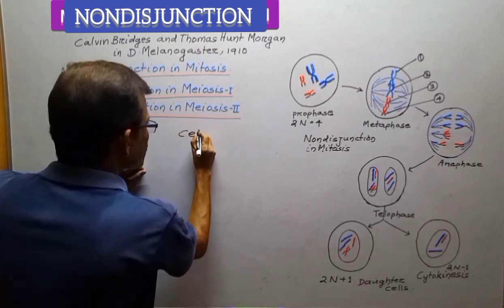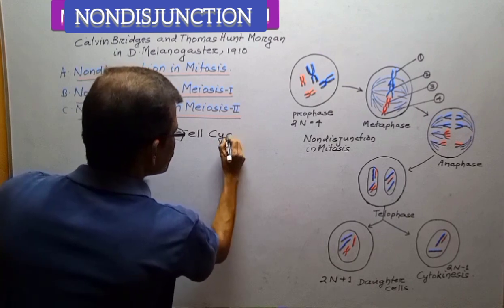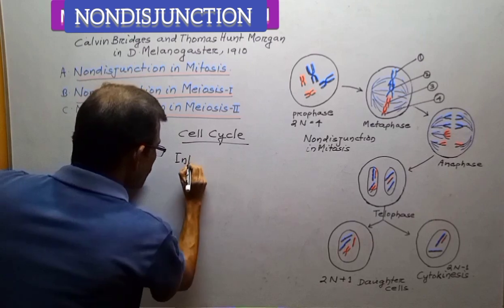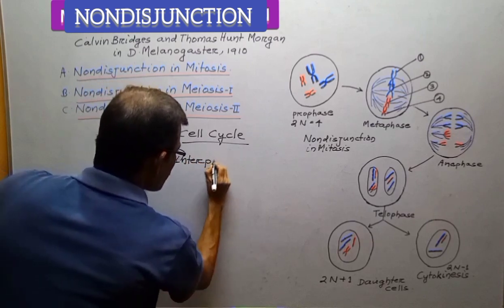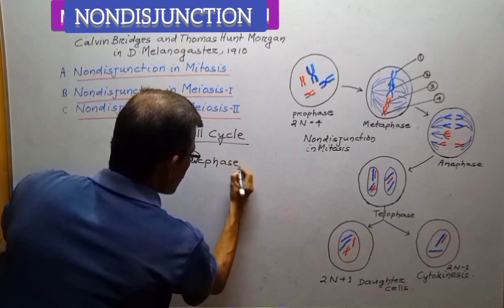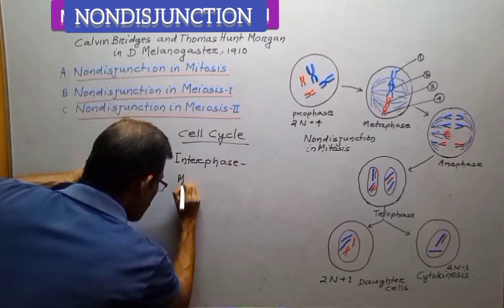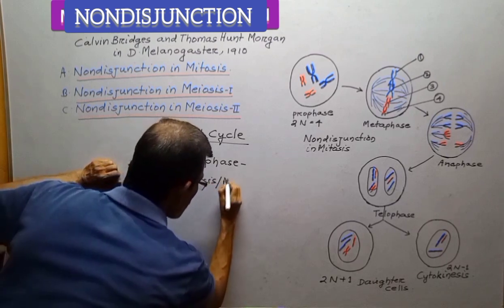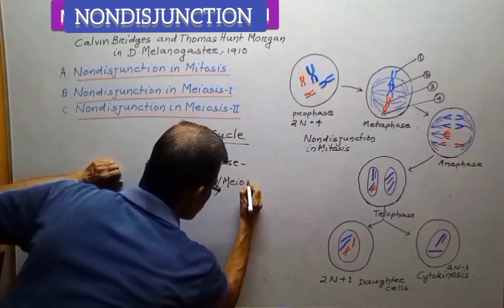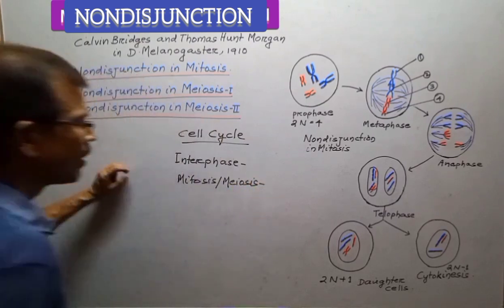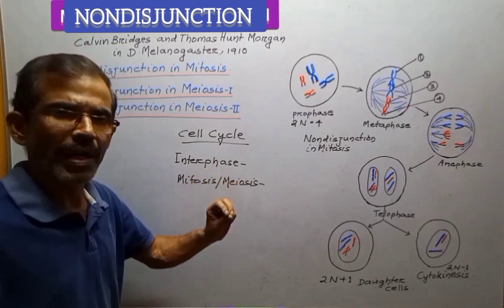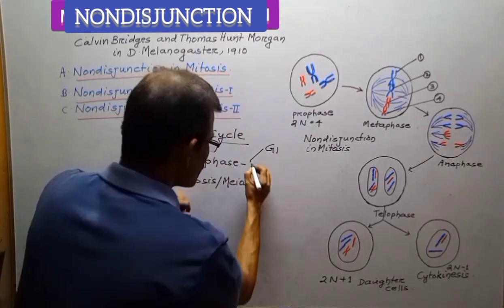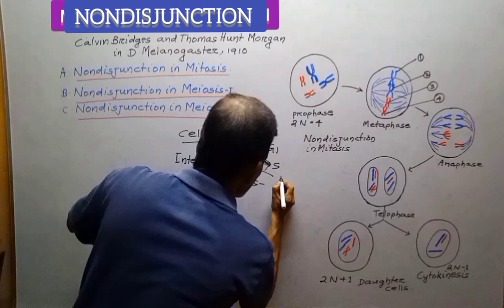There are two parts to the cell cycle. One is interphase, and the other one is mitosis or meiosis. Interphase is further subdivided into three phases. They are G1 phase, S phase, and G2 phase.